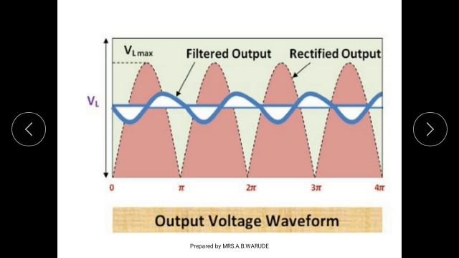And if we observe these output waveforms, it is clear that in filter output there is a very small amount of AC component. It provides the maximum number of DC component.